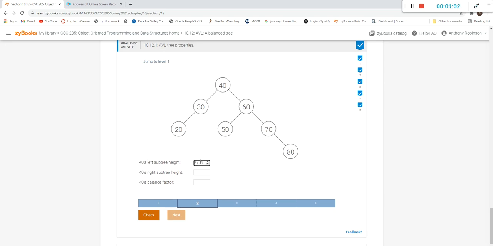But anyways, so 40's left subtree looks like it's going to have a height of 1. So it goes 0, 1, and its right subtree is going to have a height of, let's see, starting here at the 80 and following it, 0, height of 1, it's going to have a height of 2. So its balance factor should be negative 1, because it's left subtree minus right subtree.